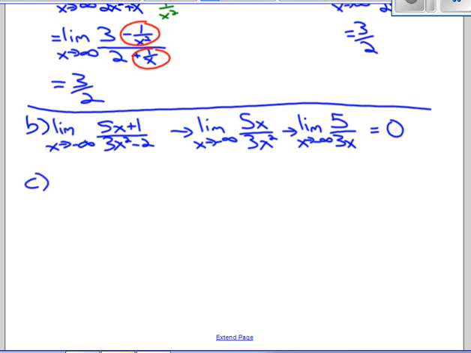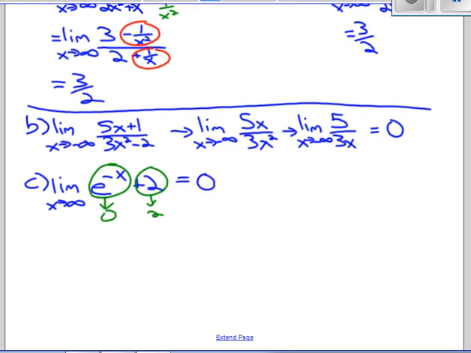C, the limit as x goes to infinity of e to the negative x plus 2. If we go e to the negative infinity, that becomes a 0. And the 2 becomes a 2. Since 2 doesn't have any x's on it, it's not affected by any of this. So that gives us a final answer of 2.